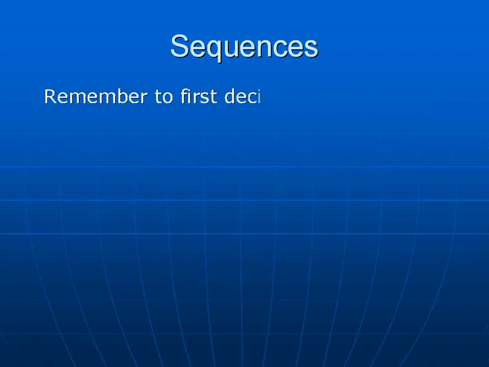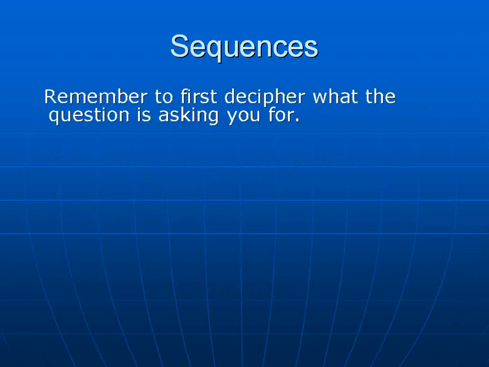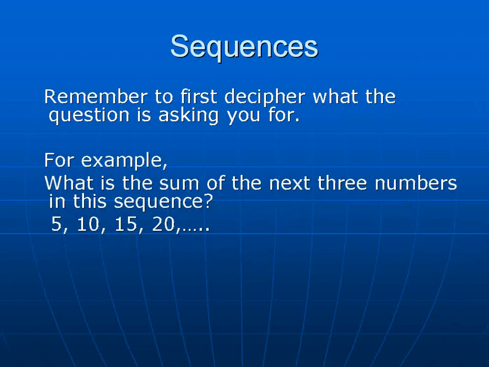Yeah. Pretty simple. But where it's going to get tricky on test day is when the test makers try to confuse you and trick you with their questions. What we want to first figure out is what the question is asking you for. So Tommy, can you read this next question for me? What is the sum of the next three numbers in this sequence? 5, 10, 15, 20. All right. What's the first approach you might take?